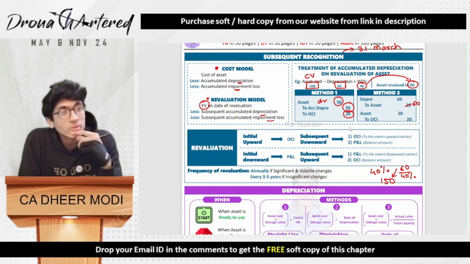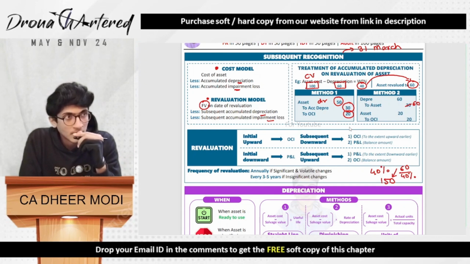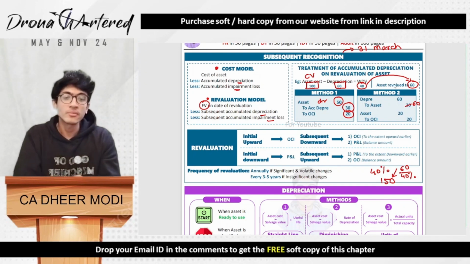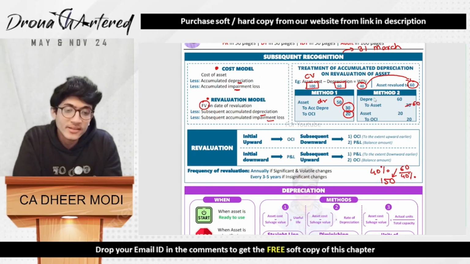What does method 2 say? Sir, you have already charged depreciation 60 rupees, so charge this to the asset and then we will revalue. So method 2 does depreciation account debit 60 rupees to asset. Understood? So now we are touching asset. That means we are reducing the value of asset.